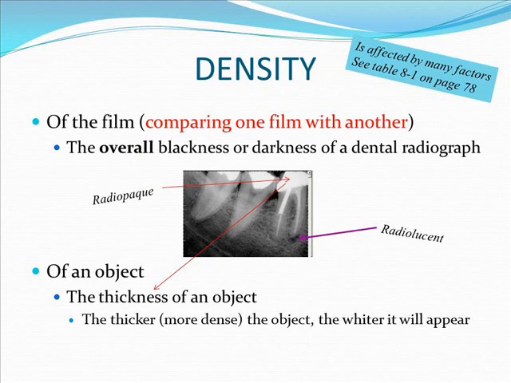Notice where it says radiolucent, that is a dark shadow at the apex of the tooth. That radiolucent shadow is there because the bone is being eaten away in that area by the infectious material in the tooth. There is no bone there, no density, and so it shows radiolucent. So remember, when we talk about density, you have to know if we're talking about density of the film, the overall darkness of the film, or density of an object, which would show white on your X-ray.